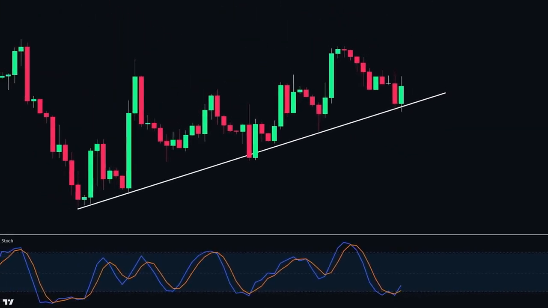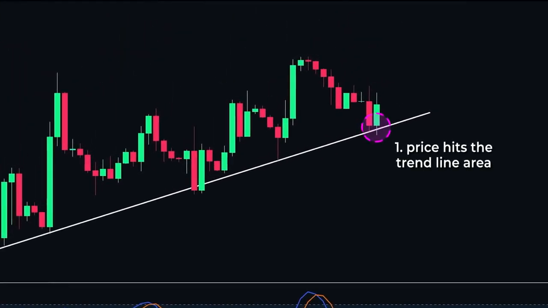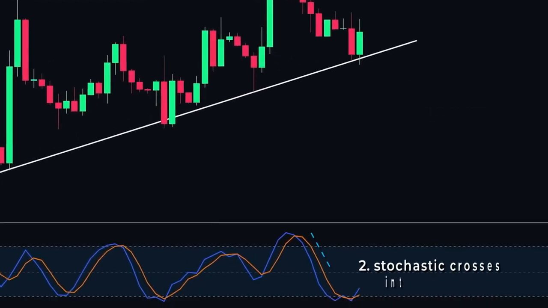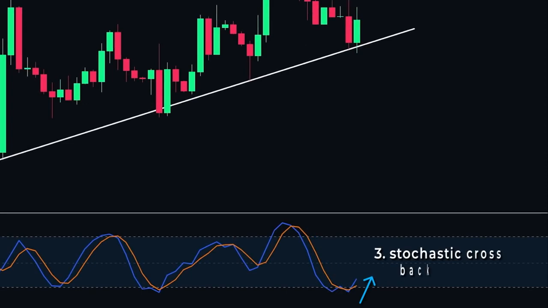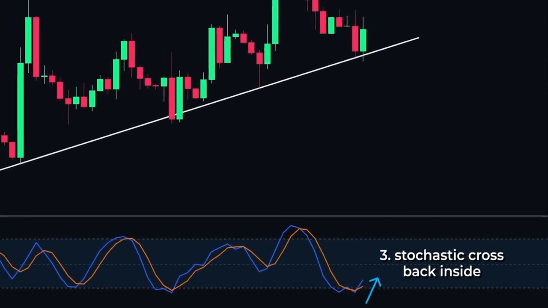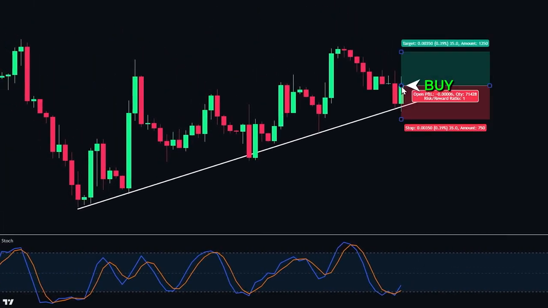So, to recap, first we want to see price approaching the trend line area. Next, we want to see the stochastic crosses into oversold, then crosses back inside again. Once these signals are met, I open a buy position.